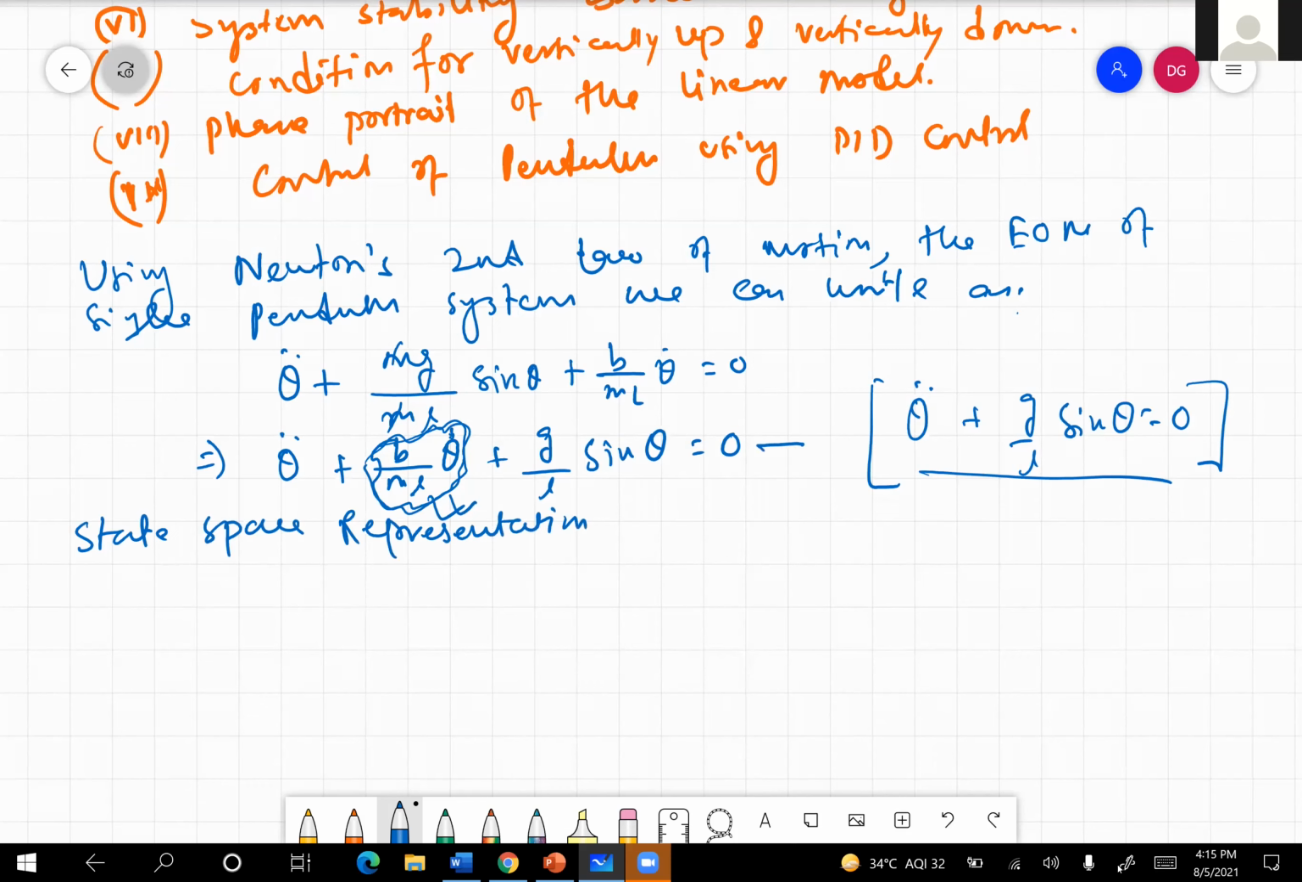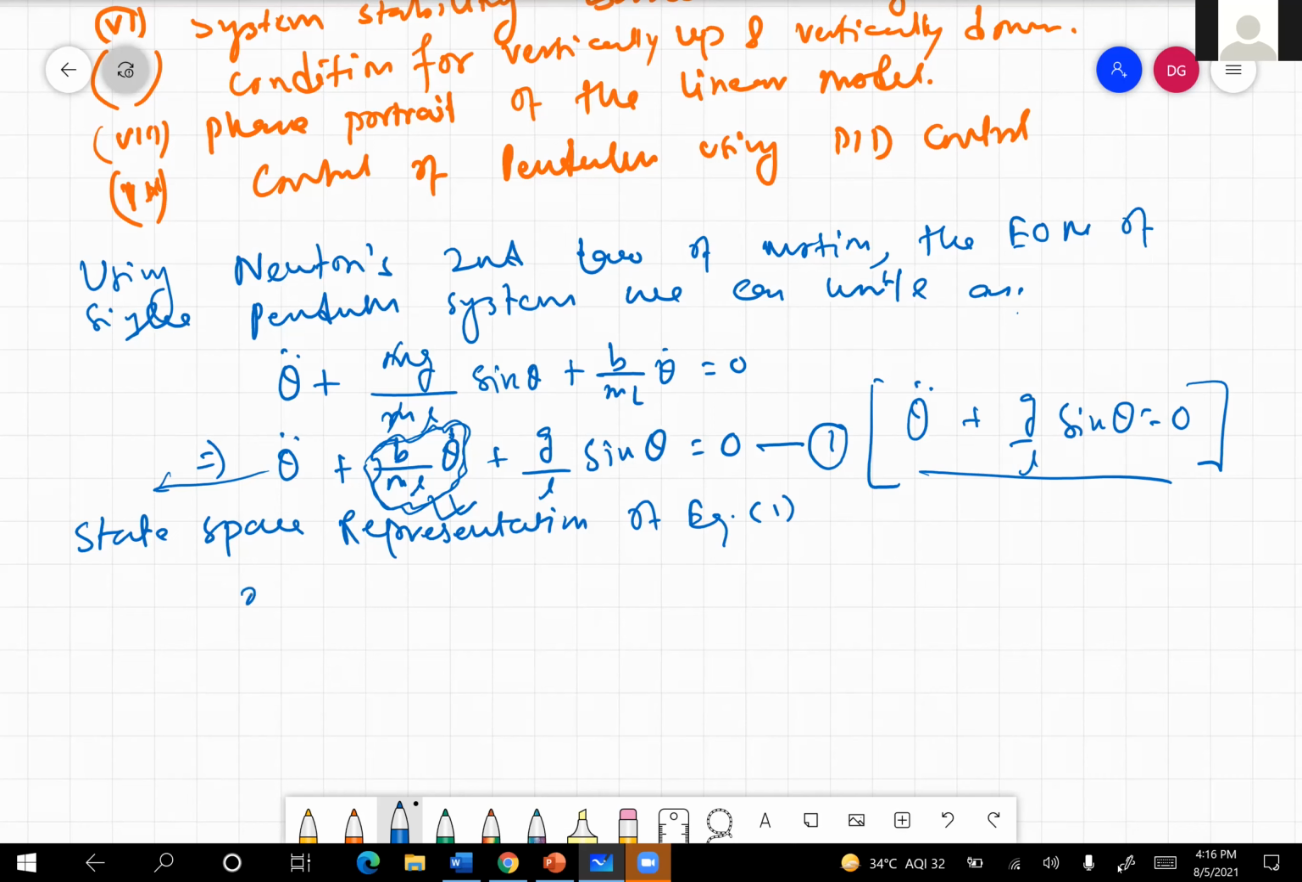Let's write this as equation number 1. If you see this equation, it is actually a second order system. The highest derivative of theta is double, right? So it is a second order system, so I can write two first order differential equations.